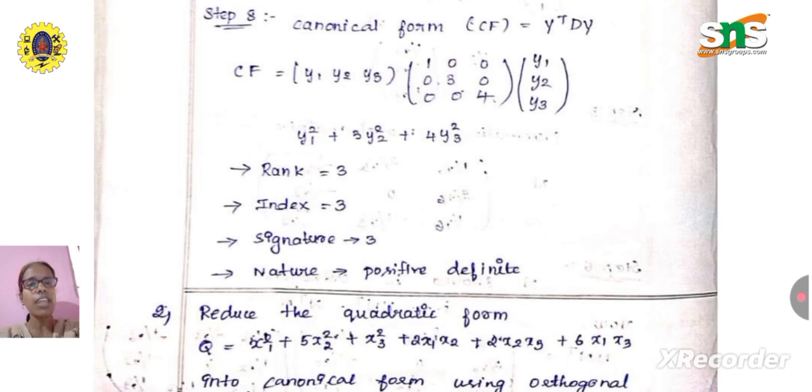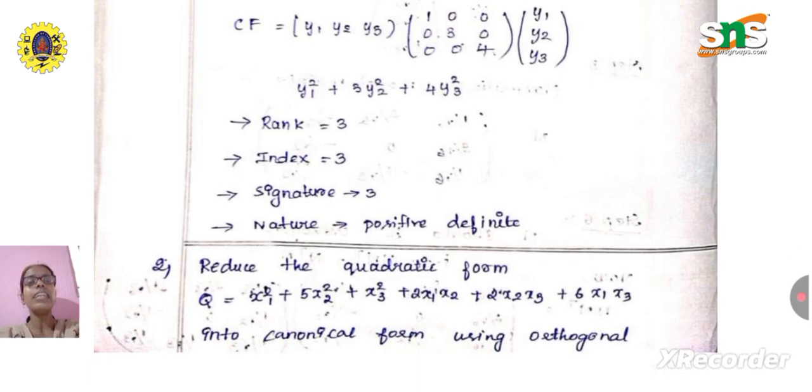Now we need to write the rank, index and signature. Rank is nothing but the number of non-zero eigenvalues. So totally we have 1, 3, 4. We don't have any zero values here, so the rank is 3. Index is the number of positive square terms present in the canonical form. So totally it is 3. We don't have any negative terms here. And the signature is the difference between the positive square terms and negative square terms. We don't have any negative square terms, so the answer is 3.